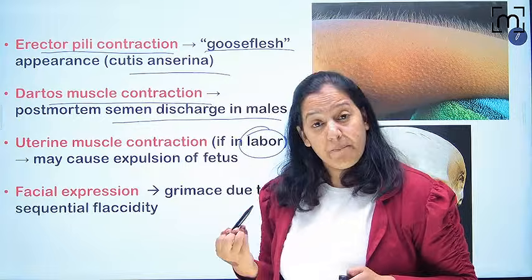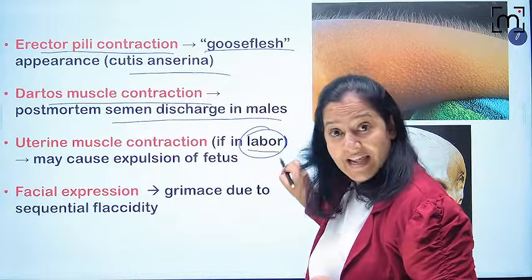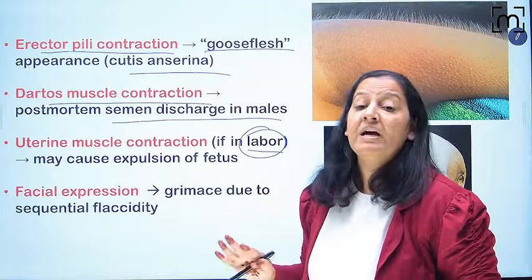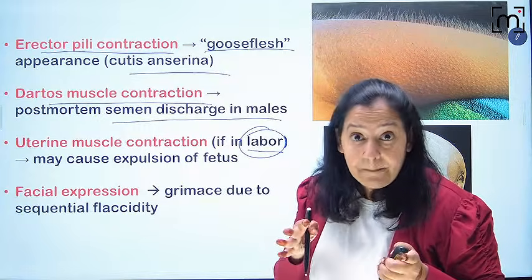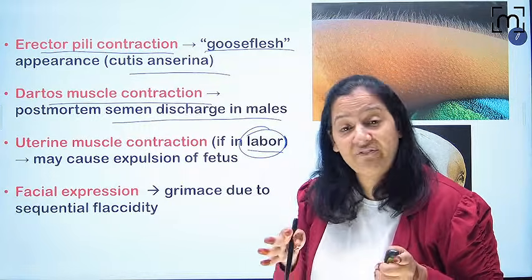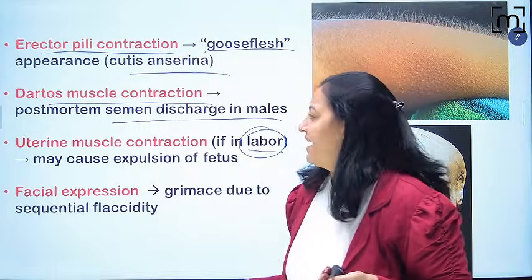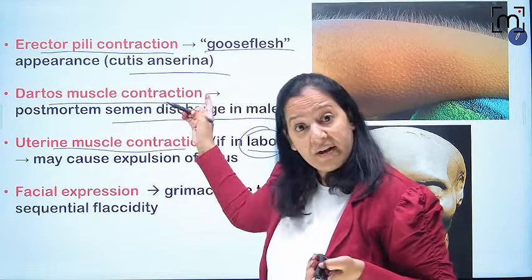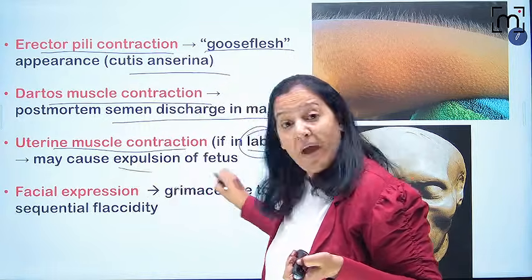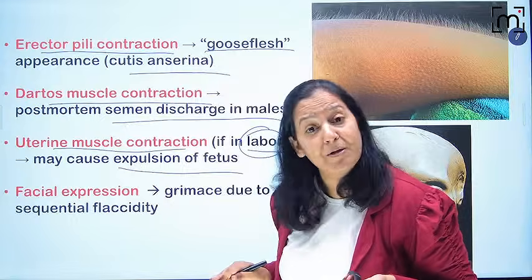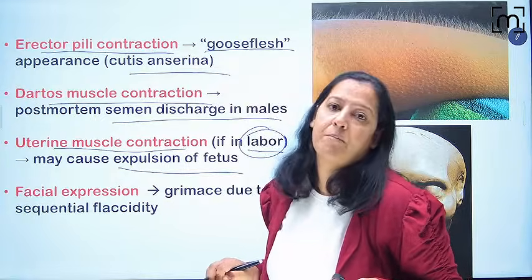Yes. In a maternal death, when a pregnant lady is in labor and dies at the time of labor, when rigor mortis sets in, the fetus in the uterus is also mostly dead. The uterine muscles also contract in rigor mortis, and sometimes this can lead to expulsion of the fetus in a dead pregnant body. The expulsion of the fetus takes place during rigor mortis.